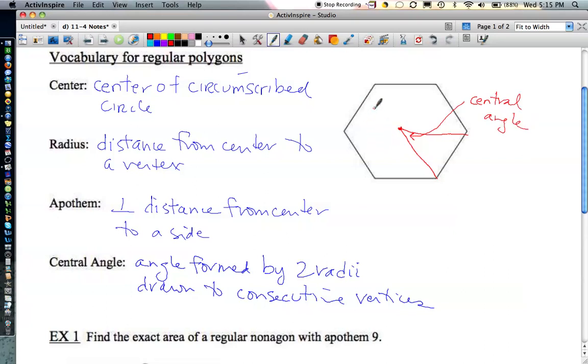Now, let's think about this central angle. Can we find out the measure of the central angle? This is a 1, 2, 3, 4, 5, 6-sided figure. It's a hexagon. All around in this, the entire degrees in this area is 360. So the central angle would be 360 divided by 6, or 60 degrees. For this particular setup, the central angle is 360 divided by the number of sides.